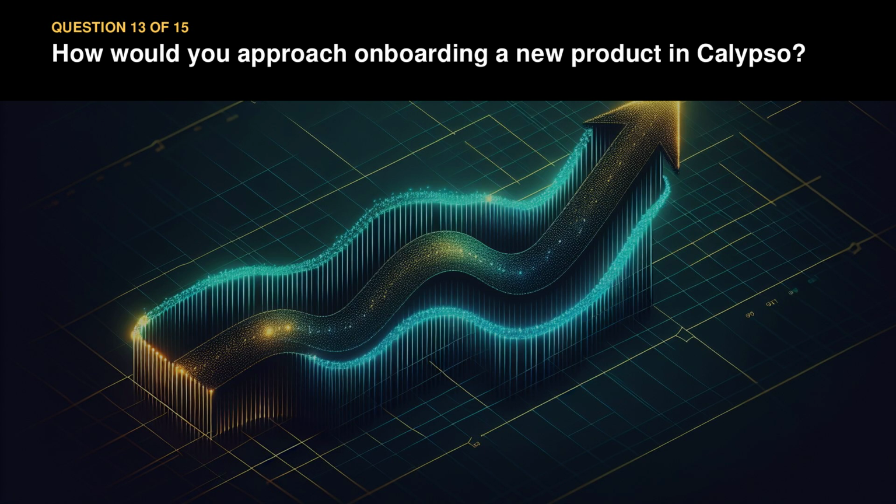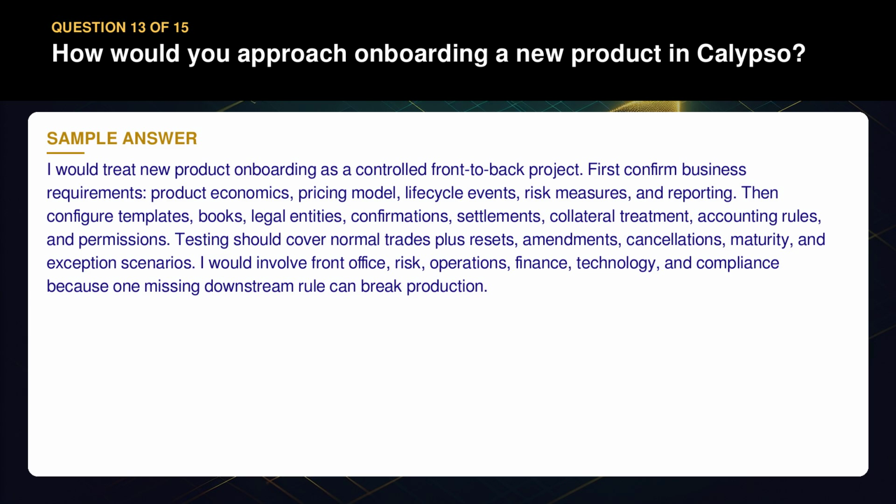Question 13. How would you approach onboarding a new product in Calypso? I would treat new product onboarding as a controlled front-to-back project. First, confirm business requirements, product economics, pricing model, lifecycle events, risk measures, and reporting. Then configure templates, books, legal entities, confirmations, settlements, collateral treatment, accounting rules, and permissions.